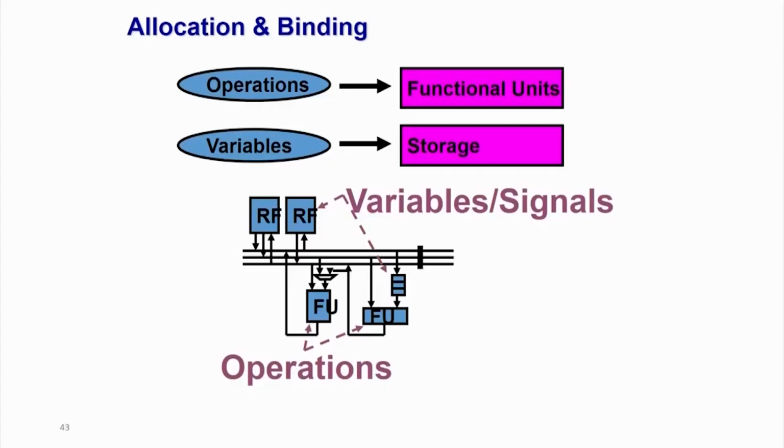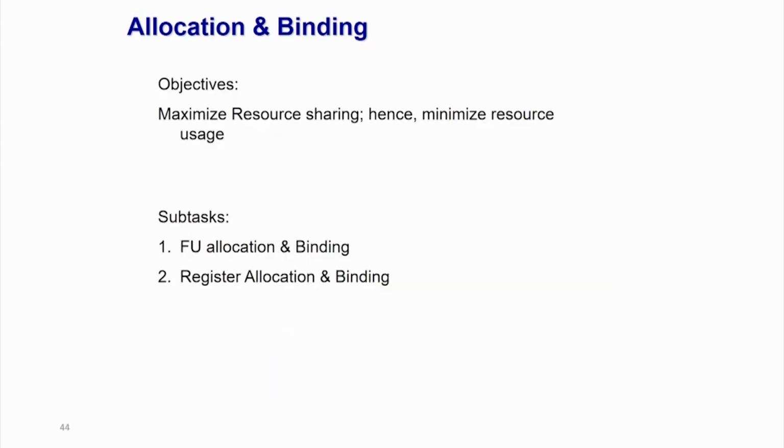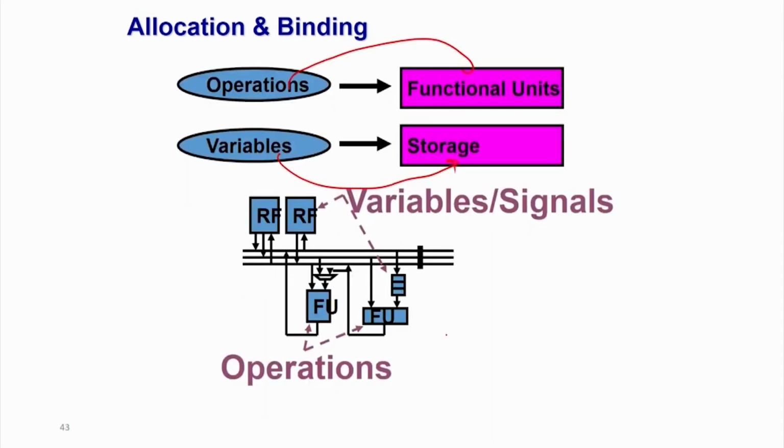Okay. So, we will now talk about allocation and binding and their automation. As I mentioned, in allocation and binding we try to map operations to function units and variables to registers, right. Our objective is to maximize resource sharing, that means use the minimum number of resources, that is, the minimum number of registers and the minimum number of function units. So, that is our objective.